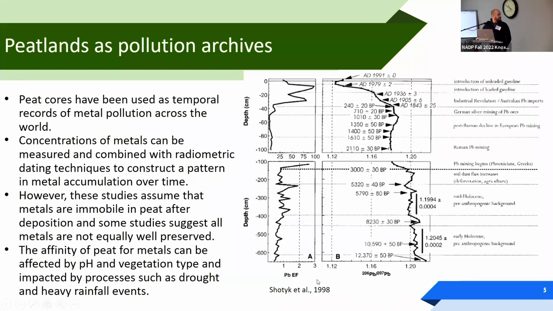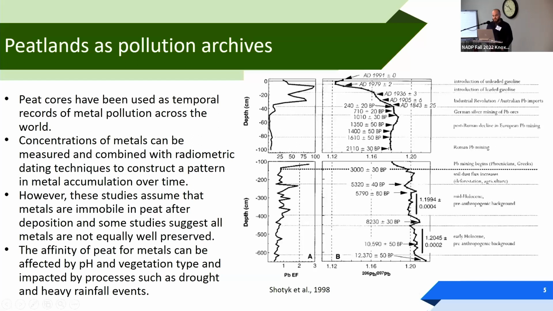So you can see on the left here is the enrichment factor. That's weird. I can't see the mouse. And so you can see when humans first started mining lead, the Phoenicians and the Greeks here in 3000, we have a peak in the enrichment factor for lead. And then, anyway, the scale changes dramatically. And you can also see quite clearly here when the Industrial Revolution began using lead, the enrichment factors in peatlands.